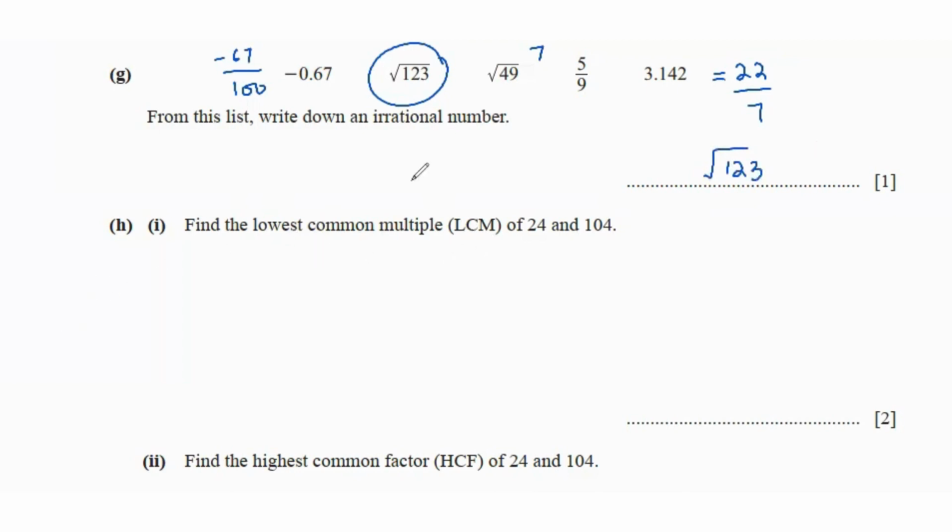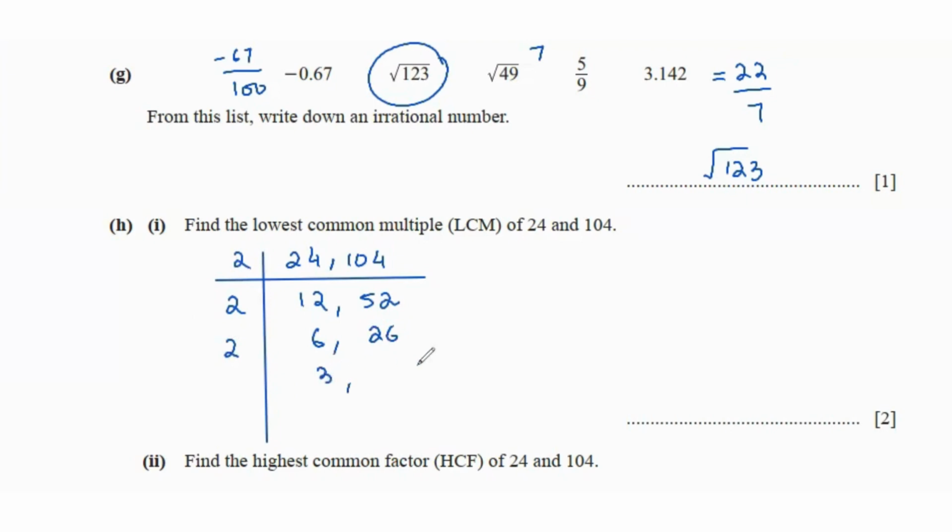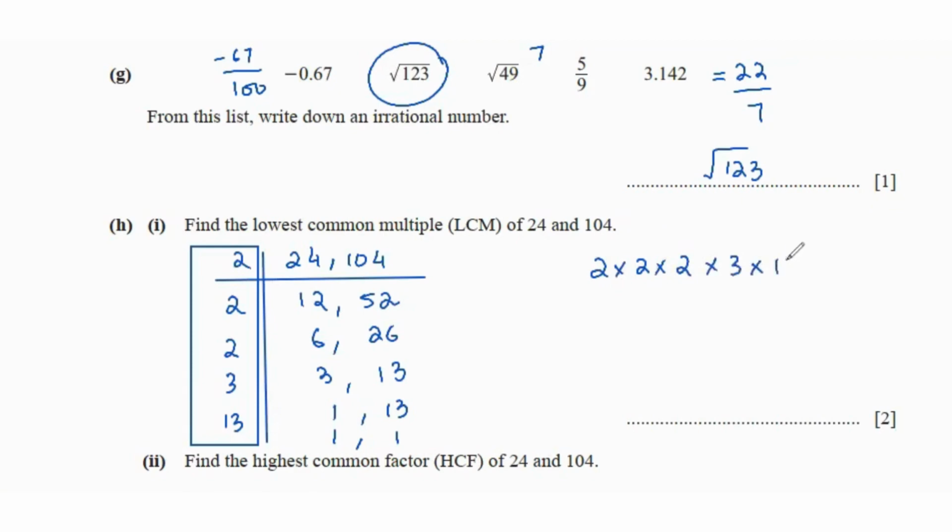Then find the lowest common multiple of 24 and 104. So for 24 and 104, let's write those down. We know that 2 12s are 24, and 2 times 52 is 104. 2 times 6 is 12, and 2 times 26 is 52. 2 times 3 is 6, and 2 times 13 is 26. 3 and 13 are both prime numbers and not divisible by the same number. So this is all 1 now. So the lowest common multiple is going to be the product of these numbers. That's going to be 2 times 2 times 2 times 3 times 13, which is going to equal 312. That is the lowest common multiple between 24 and 104.